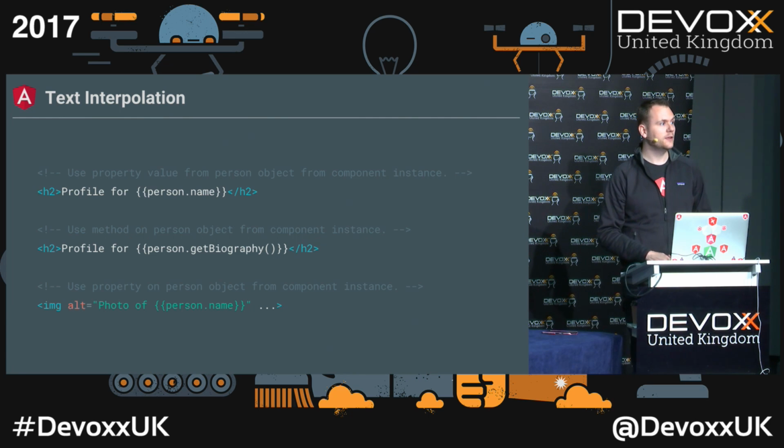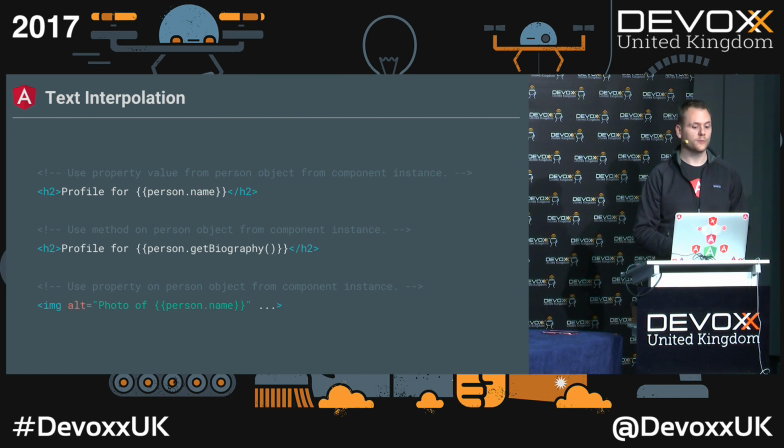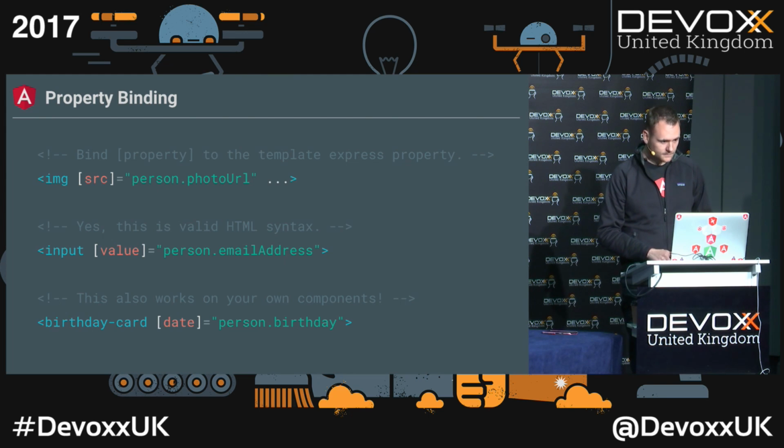So person.name: person is an object, a property of our component, and we can get the name subproperty of that. But we can also call methods within text interpolation. And we can also use this within attributes as well. But a little bit better than that, a little bit cleaner.